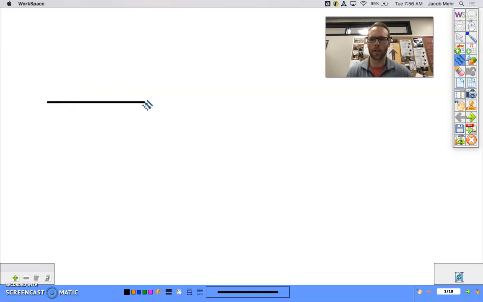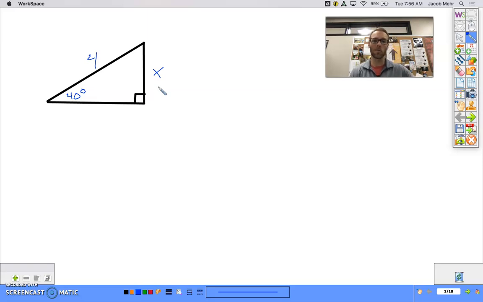Let's say that we have a right triangle, and let's say that we know this angle is 40 degrees. We know that this hypotenuse is 4, and we want to know how long this side is. Okay. How do we do that? Well, we go back to our SOHCAHTOA, and we say, okay, if this is my angle, this is the opposite, that's the hypotenuse. Opposite and hypotenuse is sine.